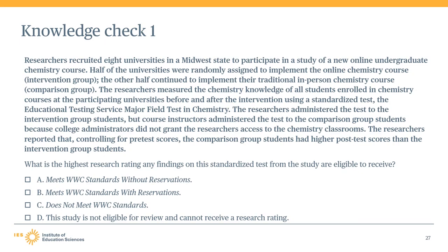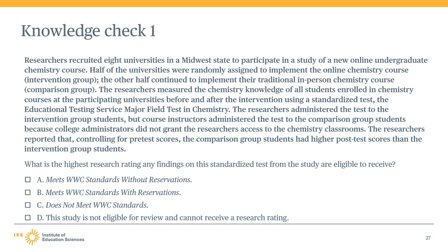Researchers recruited 8 universities in a Midwest state to participate in a study of a new online undergraduate chemistry course. Half of the universities were randomly assigned to implement the online chemistry course, which served as the intervention group. And the other half of the universities continued to implement their traditional in-person chemistry course, which served as the comparison group. The researchers measured the chemistry knowledge of all students enrolled in chemistry courses at the participating universities before and after the intervention using a standardized test, the Educational Testing Service Major Field Test in Chemistry.